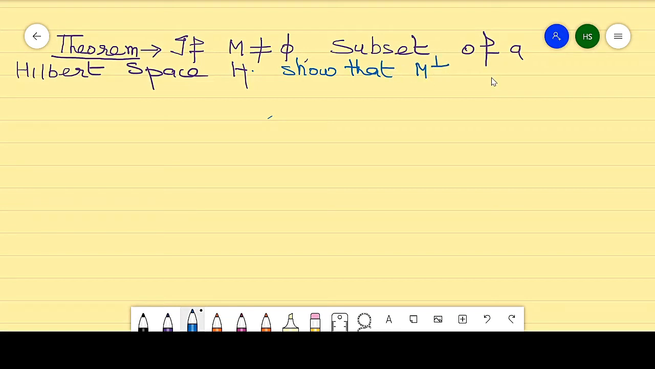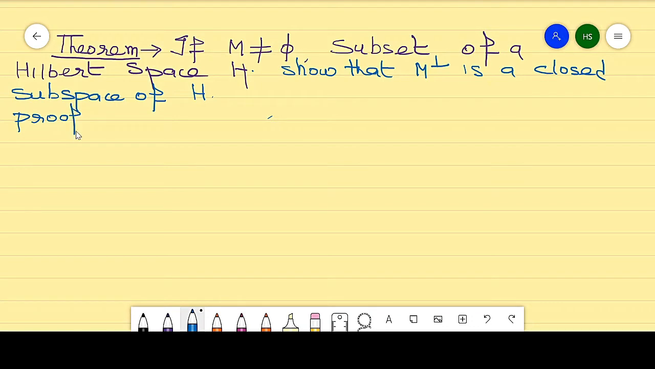the orthogonal complement of M is a closed subspace of H. So it should be a closed subspace of a Hilbert space H. It means if we have any kind of non-empty set, then its orthogonal complement is always a subspace as well as closed.